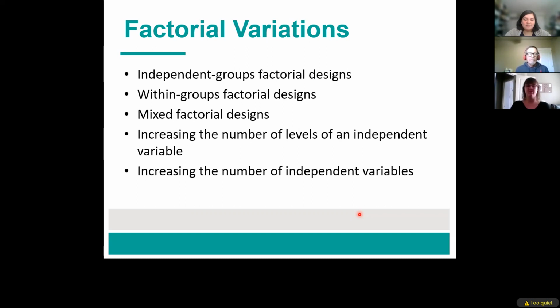Increasing the number of an independent variable. So of course, it could be a 2x2, but that's one of the most basic interactions. There could be a 2x2x2. There could be a 2x4x6. There could be all sorts of combinations, but it gets real crazy really fast. And then increasing the number of independent variables.